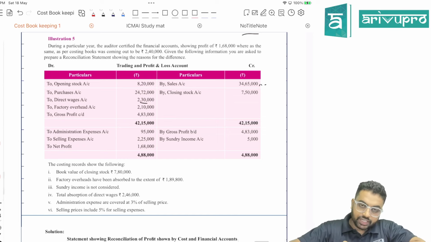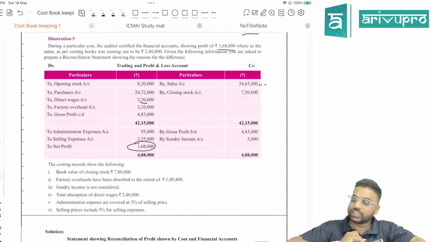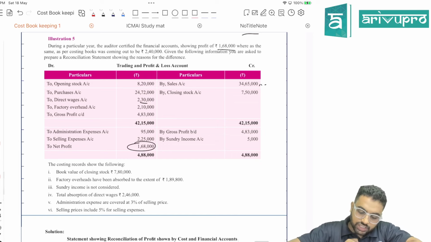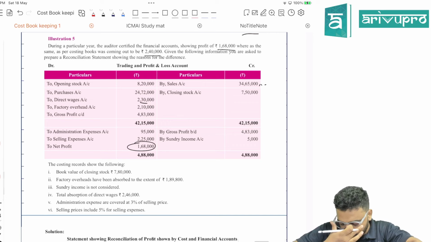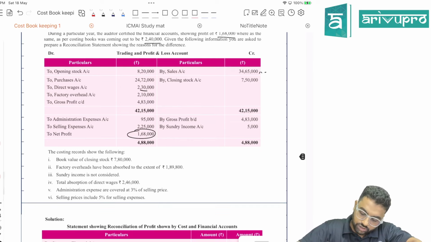During a particular year, the auditor certified the financial accounts showing a profit of 168,000. You can see over here 168,000, whereas cost is coming out to be 240,000. So cost profit is more, around 72,000 difference. From where it is coming, that we should calculate. We'll see one by one.